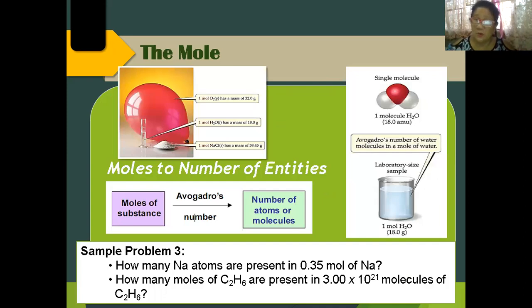Okay, so we will have this. Now you are going to solve this in sample problem 3. But don't worry, because I am going to discuss it. I'm going to give some exercises in the added video about conversion of grams, moles, and atoms and molecules.